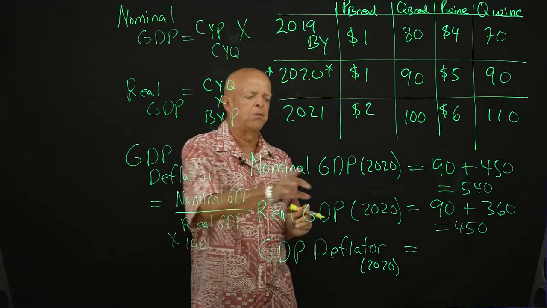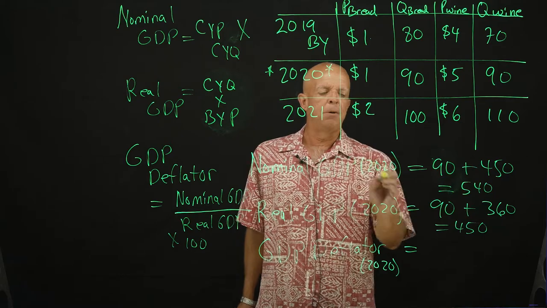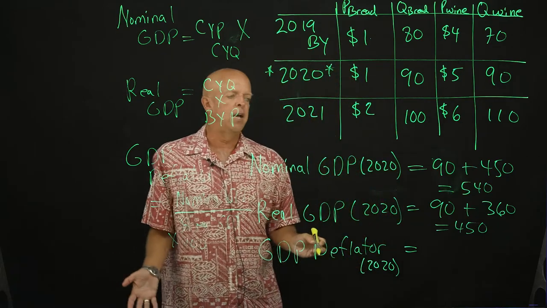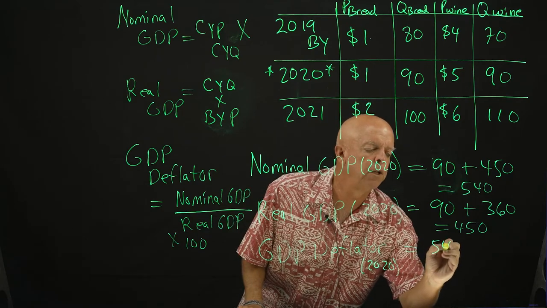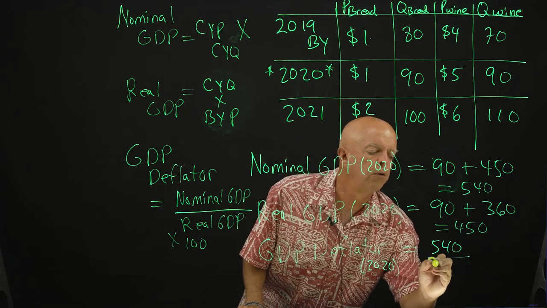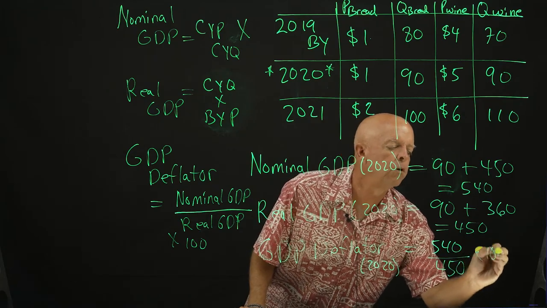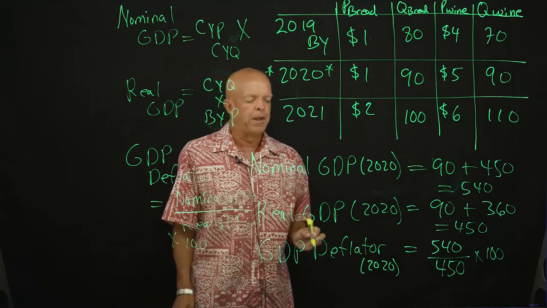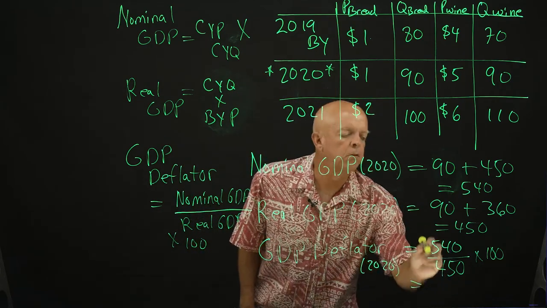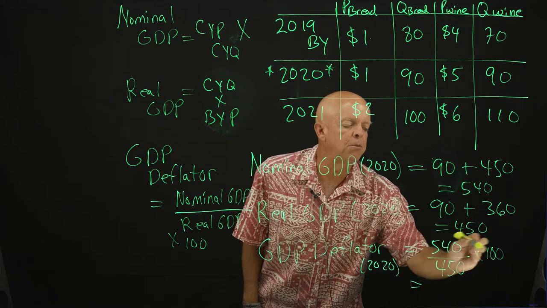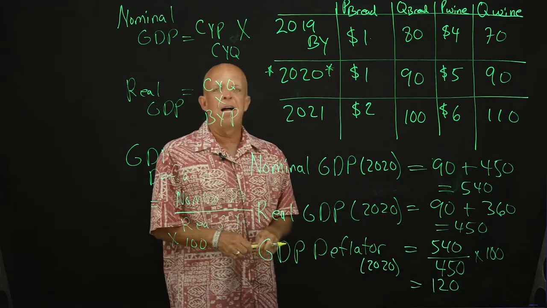Now finally, the GDP deflator. Now, just so happens, since I'm talking about 2020, I already have my numbers for nominal and real. So in this case, the nominal GDP is going to be 540 over 450 times 100 to give us an index number. And this is going to be actually 1.2 times 100, 120.